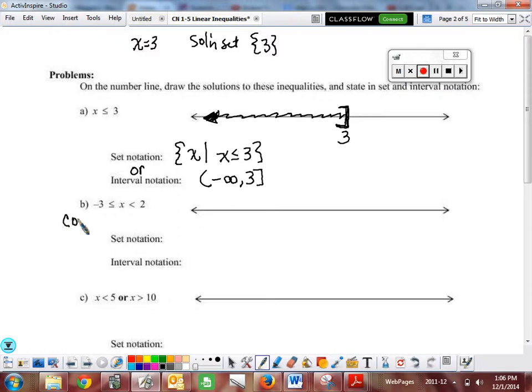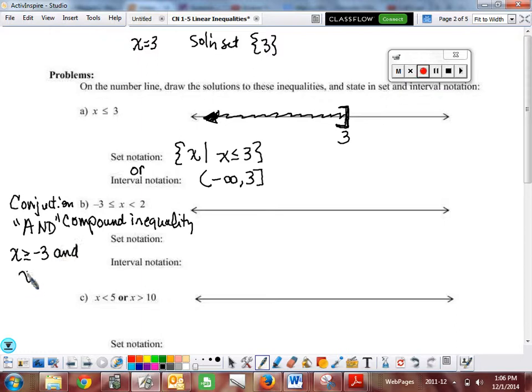This is called a compound inequality, which is called a conjunction. I want to think of it like that. In English, what's a conjunction? And. So when we write this compound inequality, we understand that this means and. What we mean by this is we would say x is greater than or equal to negative 3 and x is less than 2. What does and mean when you're combining sets together? What are you basically looking for? The intersection, where they are both true.